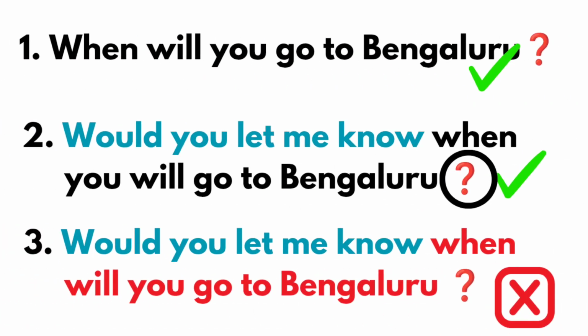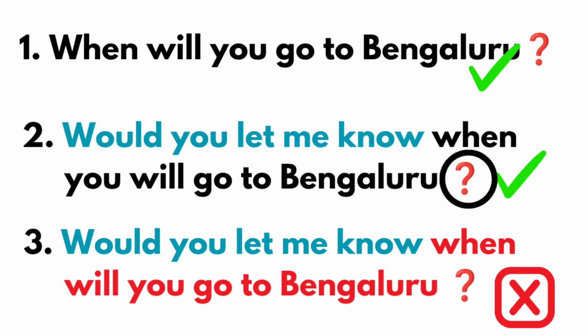When will you go to Bangalore? So this sentence is perfectly correct. It is a regular question, like we ask WH form questions. Look at the next two sentences. Would you let me know or would you tell me when you will go to Bangalore? And look at the third sentence. Would you let me know when will you go to Bangalore? This structure is wrong actually.